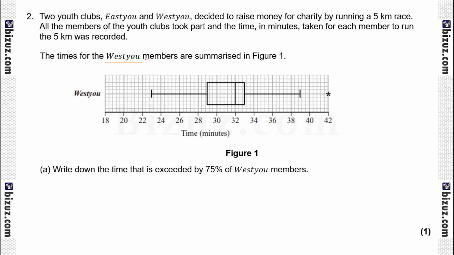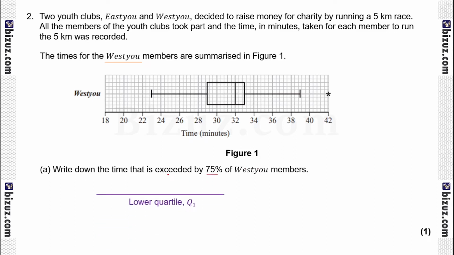The times for the West U members are summarized in figure 1. Yes, so this is a box and whisker plot for the West U members. All right. Now, what is our question? Write down the time that is exceeded by 75% of West U members.